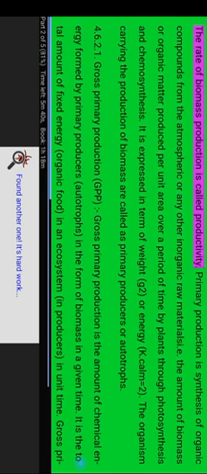4.6.2. Primary production. The rate of biomass production is called productivity. Primary production is synthesis of organic compounds from the atmospheric or any other inorganic raw material, CO2. The amount of biomass or organic matter produced per unit area over a period of time by plants through photosynthesis and chemosynthesis. It is expressed in terms of weight, g per square meter, or energy, kcal per square meter. The organisms carrying out the production of biomass are called primary producers or autotrophs.